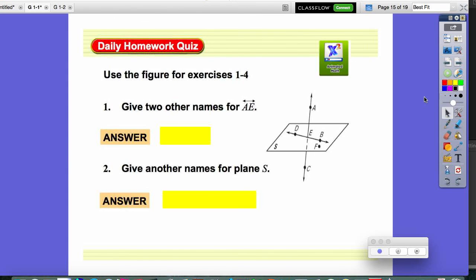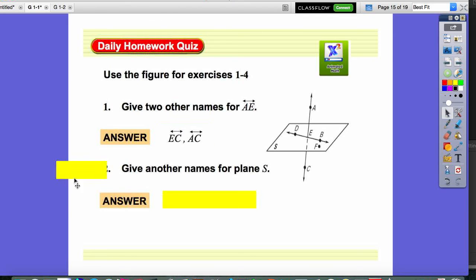So now we're going to get to the daily homework quiz. We do this every day just to kind of review what we've done. So when we're at daily homework quiz, you're almost done with the lesson. Give two other names for AE. So the way I would always suggest you do the daily homework quiz is you just pause, see if you can do the problem, and then I'm going to pull the answers away. So AE is also EC, AC.